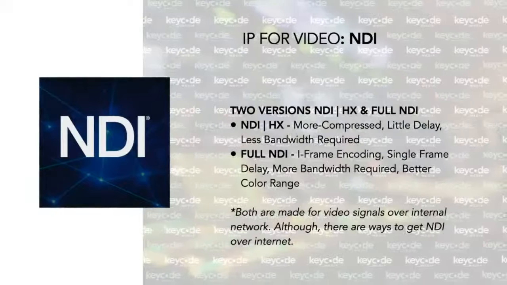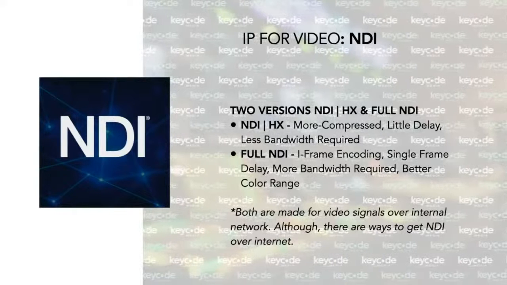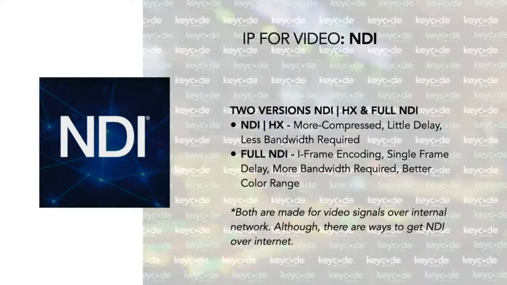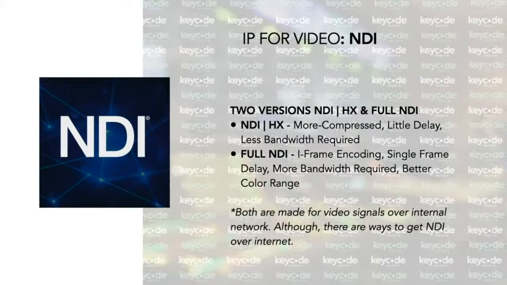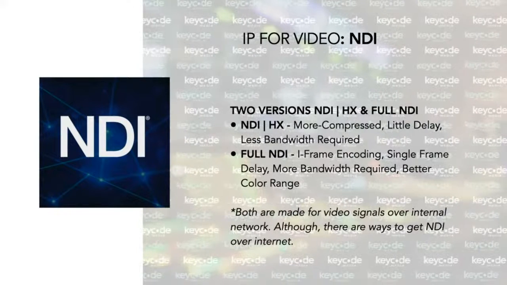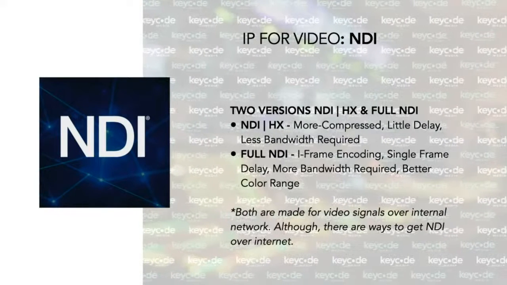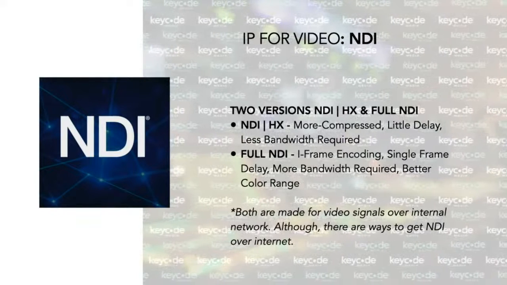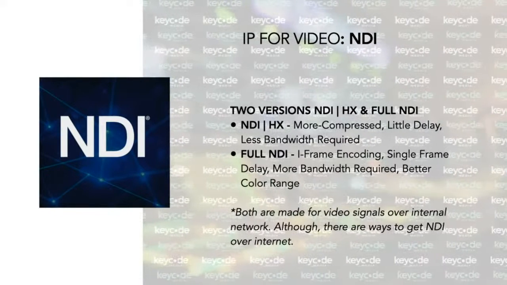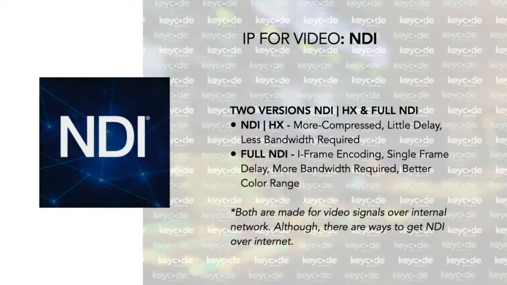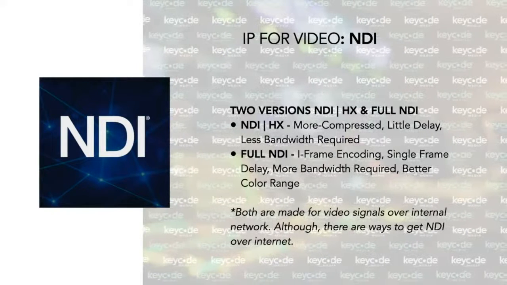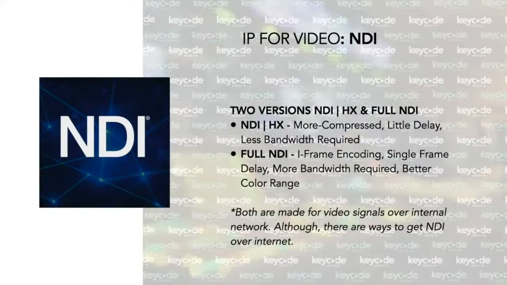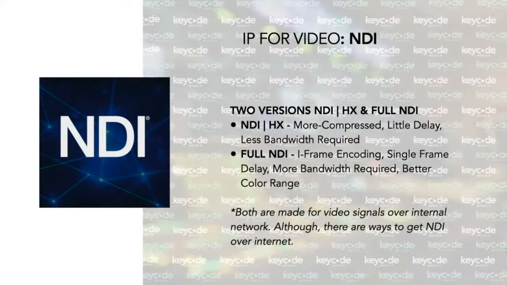NDI. NDI comes in two flavors, compressed NDI-HX and full NDI. NDI-HX is a lot like H.264. Its transmission bandwidth is adjustable, with 1080p 60 video defaulting to 10 megabits per second. Full NDI is an I-frame interframe compression scheme. During the transmission process, full NDI consumes a certain bandwidth, HD needing 90 to 180 megabits per second, and 4K with 200 to 300 megabits required.